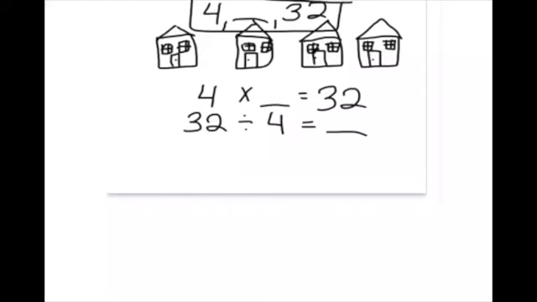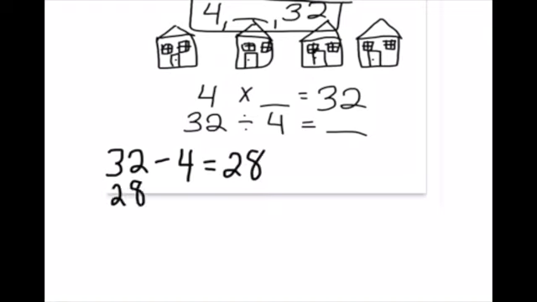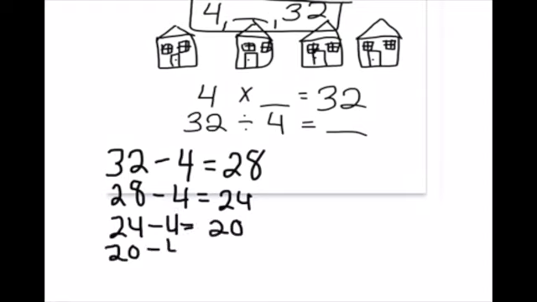So let's do repeated subtraction as our strategy, just like we have done earlier in the lesson. So with that, I will have our problem 32 minus 4. And that equals 28. And then I will do that repeatedly until I get to what number? 0. 28 minus 4 is 24. And then 24 minus 4 is 20. And 20 minus 4 is 16.